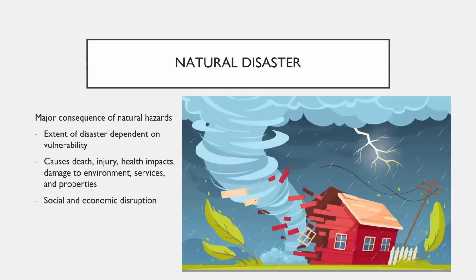So a natural disaster is any major consequence as a result of a natural hazard. This actually is dependent on the vulnerability of a specific area. Something that happens in one area may not be considered a disaster for another area if they are properly prepared for it. But a natural disaster needs to have significant social and economic consequences to the community.